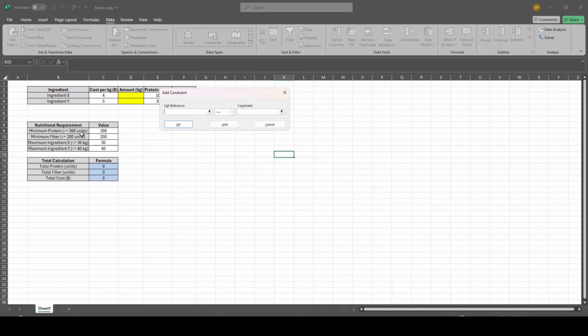Minimum protein requirement is 300 units and the total protein formula is given here. So select this cell and it should be greater or equal to 300. So select cell C9 where the 300 is given. Add. Minimum fiber requirement is 200 units. So the total fiber formula is given here and then total fiber should be greater or equal to 200, which is cell C10.